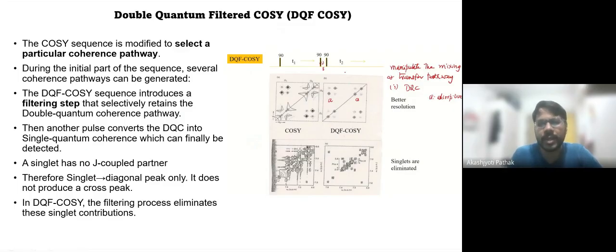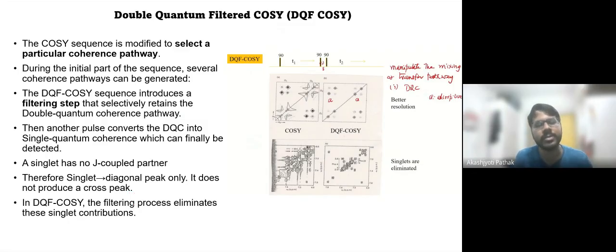Another important point is that this DQF COSY experiment does not give signals of singlets. If you have a water signal, that will give a very strong peak, but a singlet has no J coupled partner. Therefore the singlet will only be present in the diagonal peak. It will not produce a cross peak.